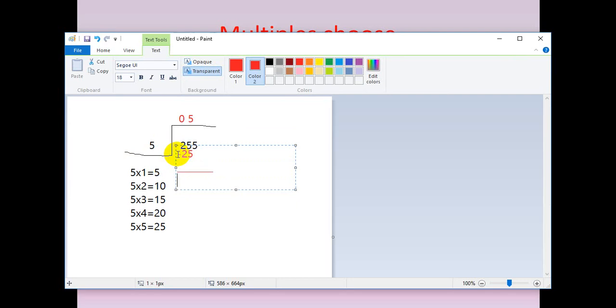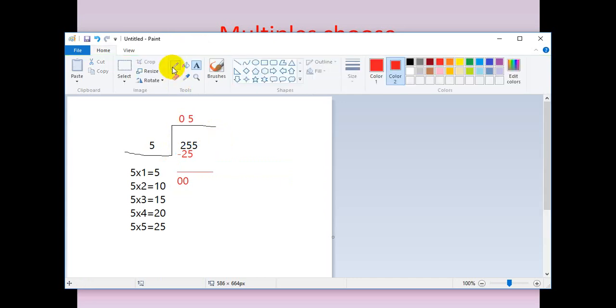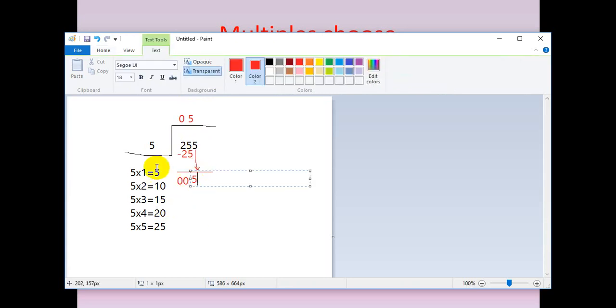5 minus 5 is 0, and 2 minus 2 is 0. Bring down 5. Five times what equals five? Five times one. We write 1 up in the quotient, and here we write minus five. Five minus five equals zero. The quotient is 51 and the remainder is zero.